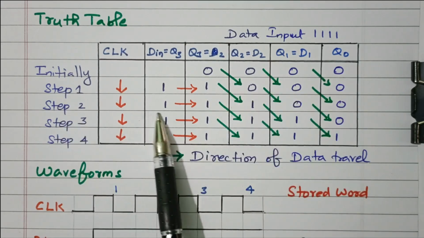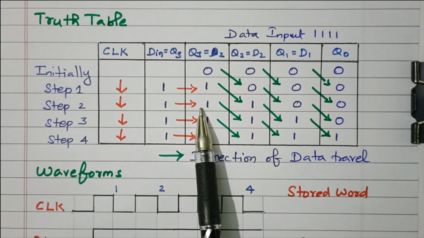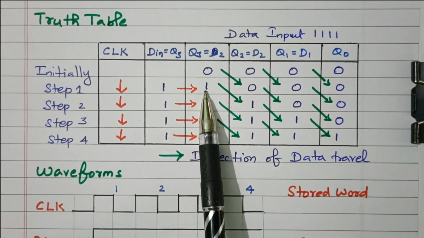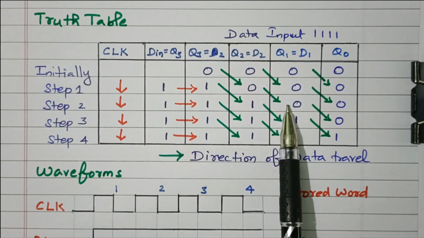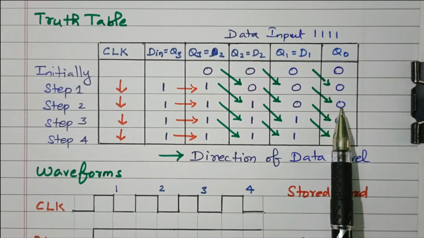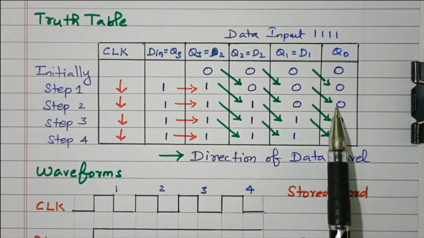In step 2, one more 1 is applied. That will go to Q3. What is already available in Q3 will go to Q2. This D2 will go to D1. D1 will go to D0. So it becomes 1 1 0 0.